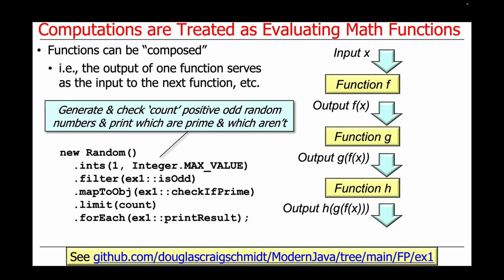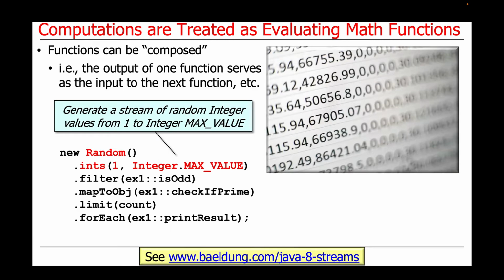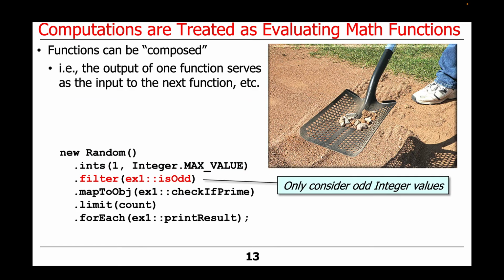Here's the case study example we'll use to illustrate the key themes of function composition in this part of the lesson. This example, which is found in the EX1 project in the FP folder in my Modern Java repository, generates and checks count positive odd random numbers and prints those that are prime and those that aren't. The way it works is it starts by generating a stream of random integer values from 1 to the integer max value, and it only considers odd integer values. If you're an even number, you certainly can't be prime. And so we filter out anything that's even and only look at the odd numbers.